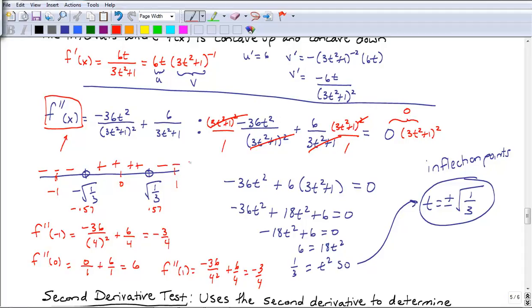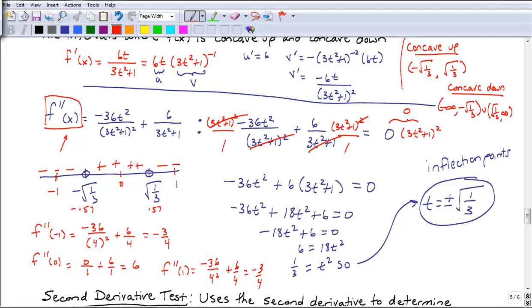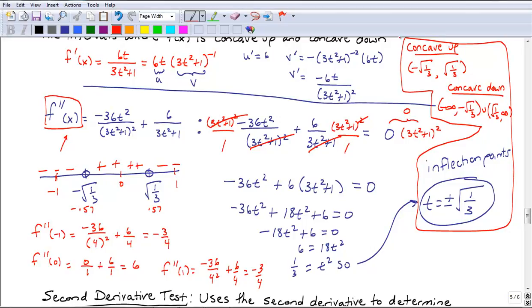So now I know all the concavity of this graph. I know that it's concave up where it's positive, that's negative root 1/3 to root 1/3. And it's concave down when it's negative, which is negative infinity to negative root 1/3, union root 1/3 to infinity. Oh, and there's the inflection points. So that would solve the problem. You found all the inflection points and you figured out where it's concave up and concave down.